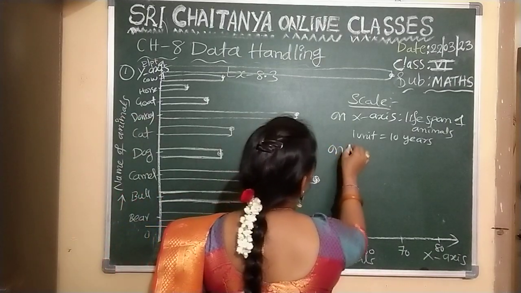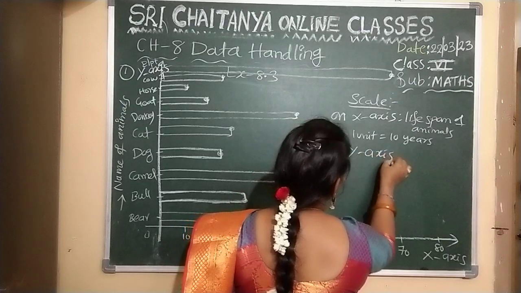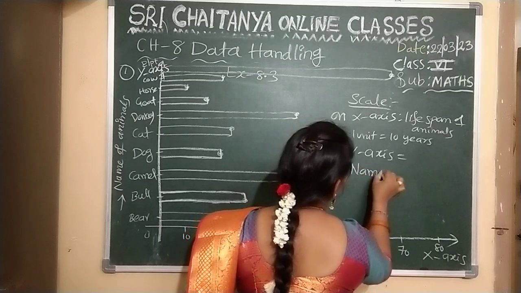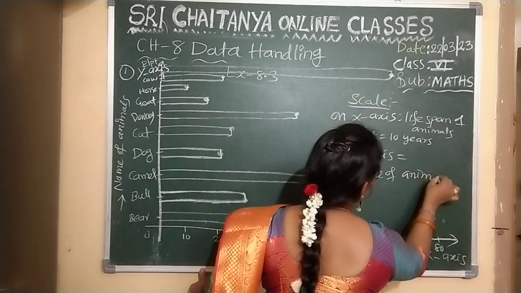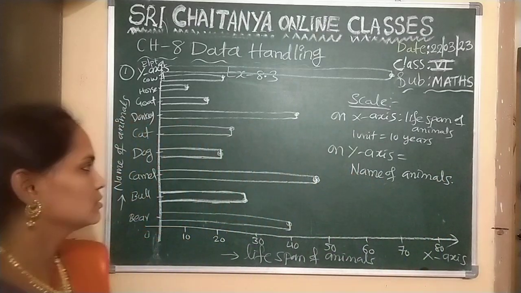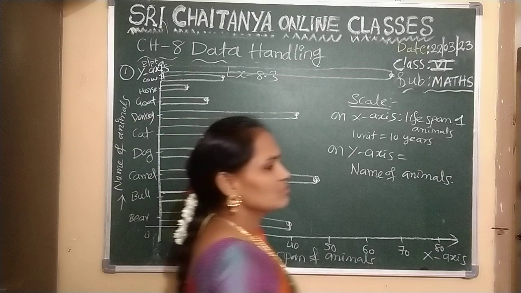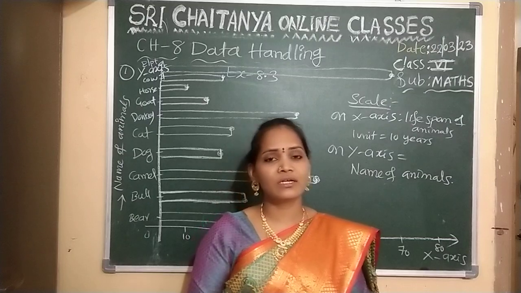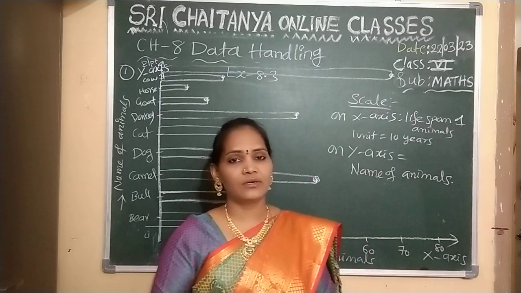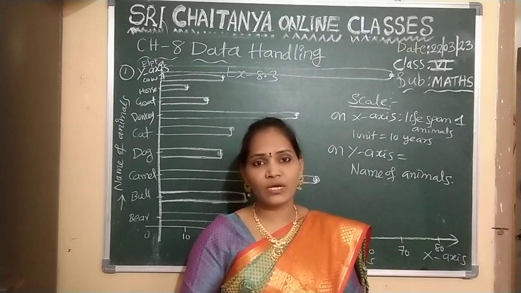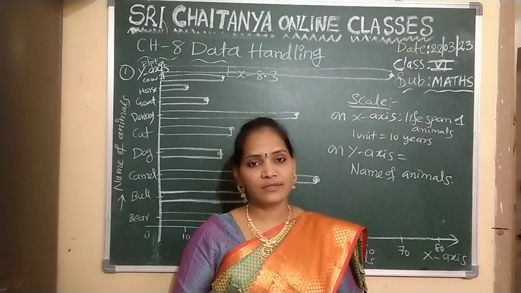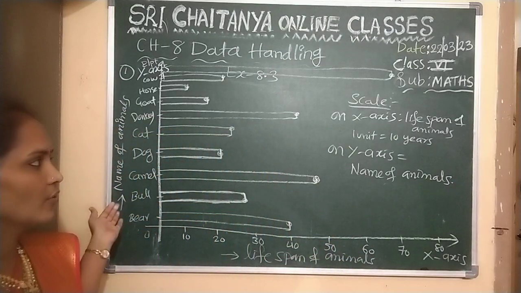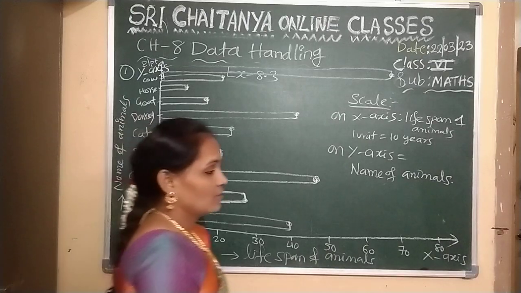Next, on the y-axis, what did we take? Name of animals. We took name of animals. Okay, that's it. Scale. Some students get confused about how to write the scale. Just write what we are taking on the x-axis and what we are taking on the y-axis. That is the scale. And for 1 unit, how many years or how much number we are taking, that we can write. Okay, I hope you understand how to represent the bar graph. Is it clear? I hope.